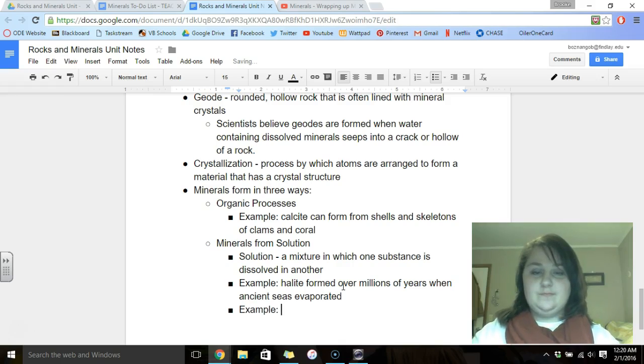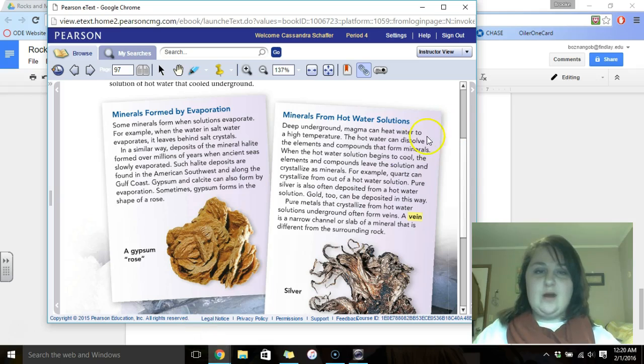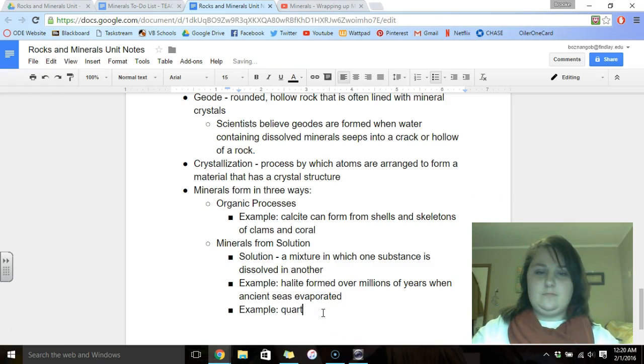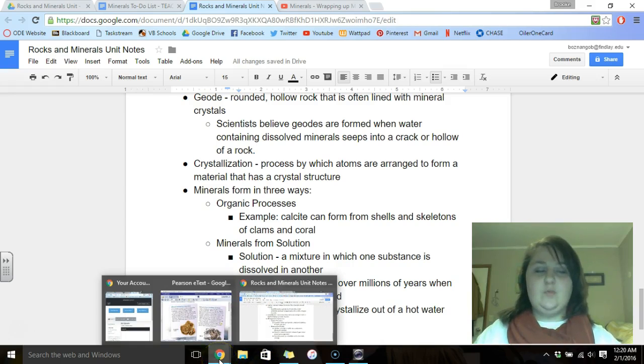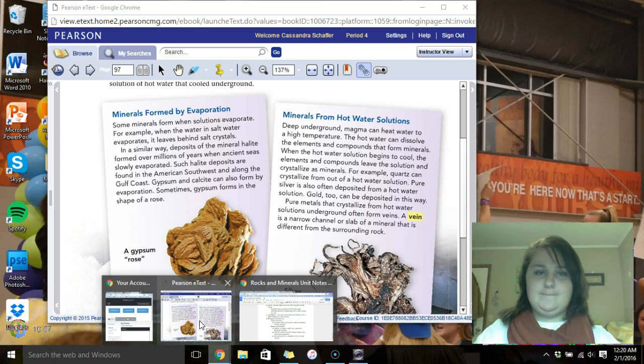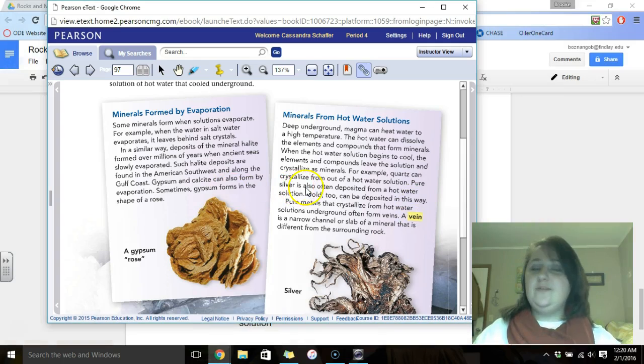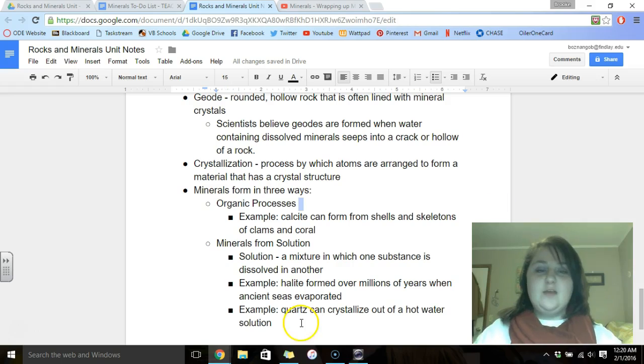Another example, and we'll put one from our hot water. Quartz can crystallize out of a hot water solution. It's really cool. Pure silver is also often deposited from a hot water solution. Gold, too, can be deposited in this way. So there are even some more examples of minerals that are deposited through solutions.